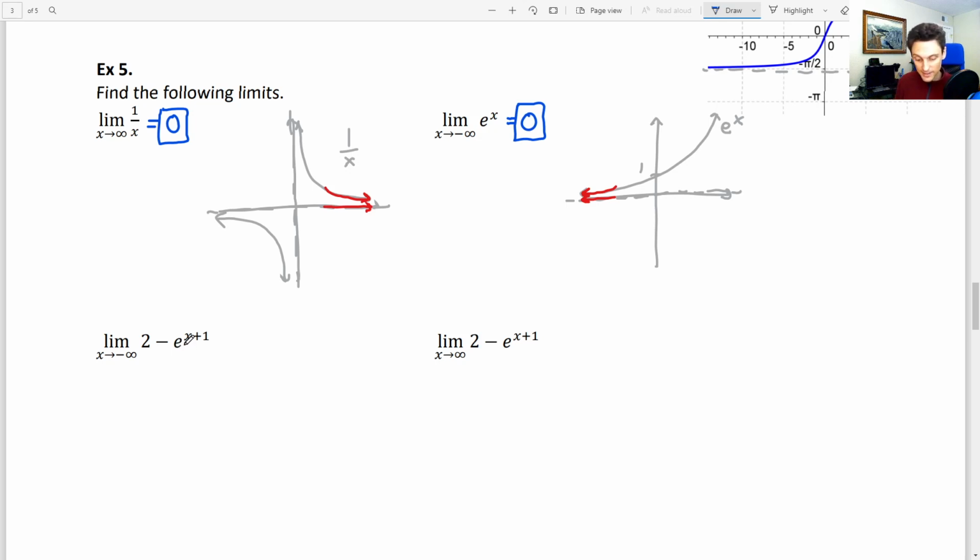And all this is the e to the x graph. But what's the x plus 1 doing? That's a shift to the left by 1. What about this negative in front of the e to the x? Yeah, that reflects about the x-axis. What about this 2? That shifts the whole graph up by 2. So we're shifting the graph of e to the x to the left by 1, then reflecting about the x-axis, and then shifting up by 2.